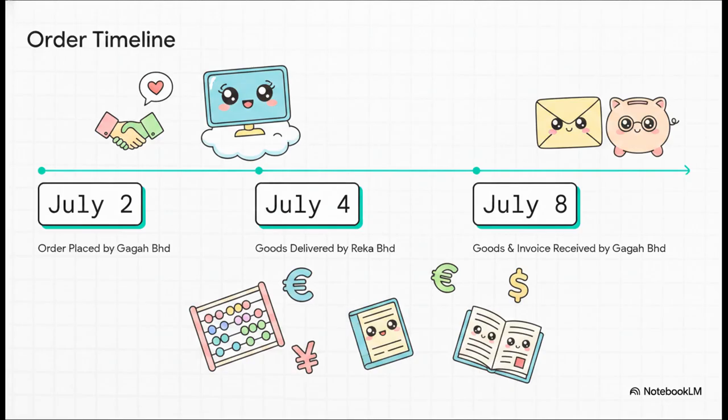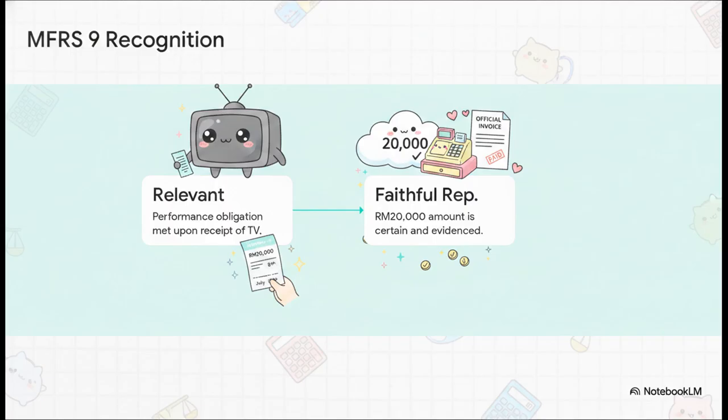So, when do we actually open our books and write down the liability? The answer is July 8th. We delay recognition until July 8th because two very important criteria are finally met on that exact day. Number one, the transaction becomes relevant. The performance obligation is fulfilled because Gaga BHD actually received the TV, which triggers the contractual obligation to pay. And number two, we have faithful representation. That 20,000 ringgit amount is now 100% certain and officially evidenced by the invoice that arrived with the goods.